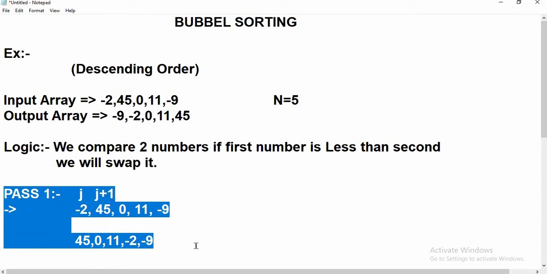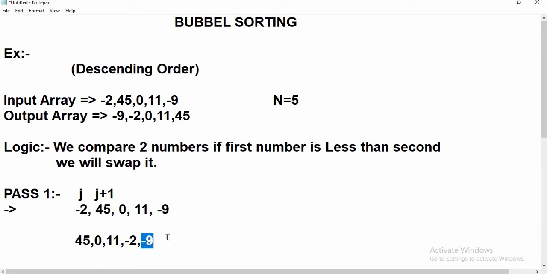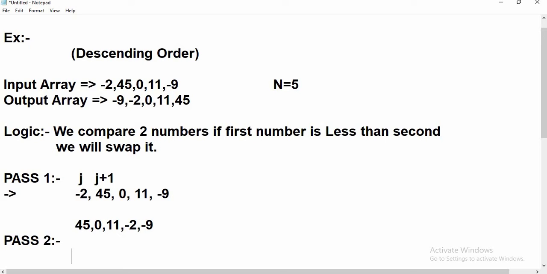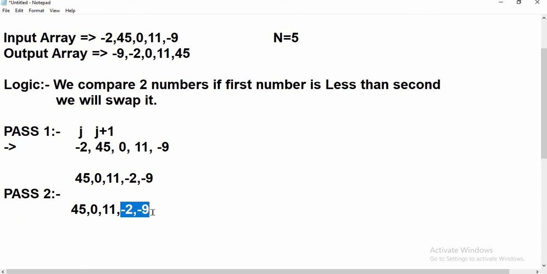This was our first pass. After the first pass, you can see that the lowest element of the array has occupied its correct position. So in the second pass, the same thing happens, and we will get an array like this: 45, 0, 11, -2, -9. It appears to be the same, but here the second lowest element has occupied its correct position. In pass 3, we will get 45, 11, 0, -2, -9.